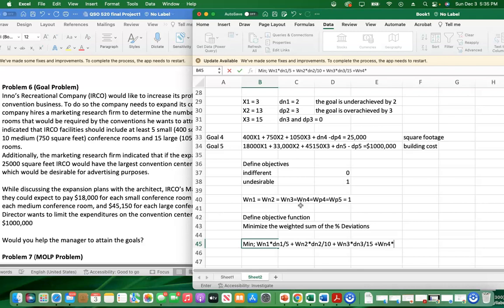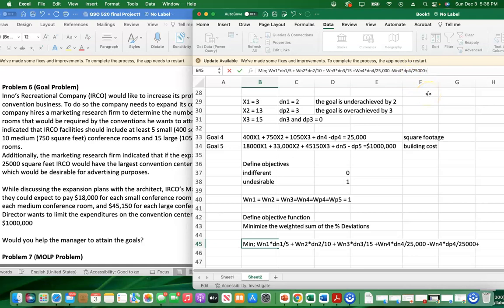times goal number 4. Remember, we have both undesirable, overachieving and underachieving, so we're going to consider underachieving first, and so that will be DN4 divided by, and in this case we know that we have 25,000 square feet, and then we're going to add, no, actually we're going to minus overachieving that goal, and so it will be this one here, and so it will be WN4 times deviation positive, and that is for 4 divided by 25,000 square feet.